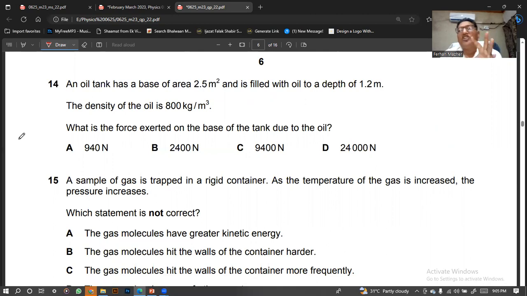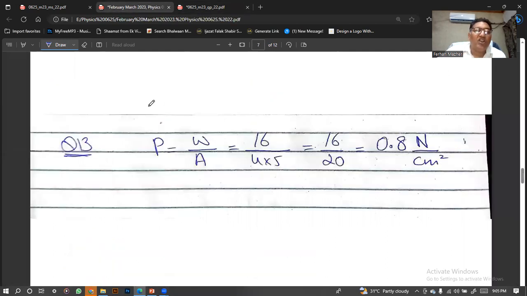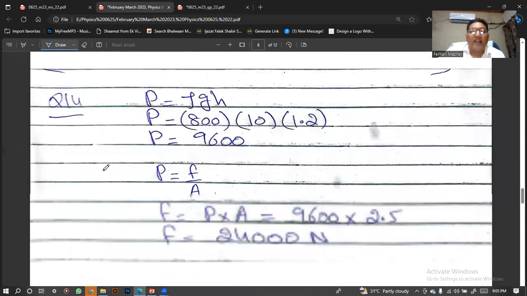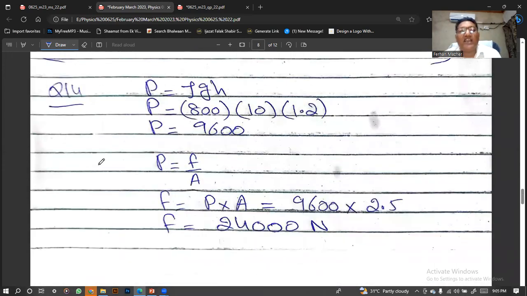Because it's a liquid, the pressure of the oil is rho gh. Here rho means the density of the oil, g means the gravitational field strength, and h means the depth of the liquid above the point of observation. So it is 800 multiplied by 10 multiplied by 1.2, that's 9600 Pascal.